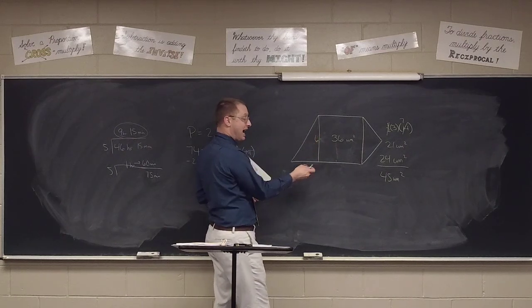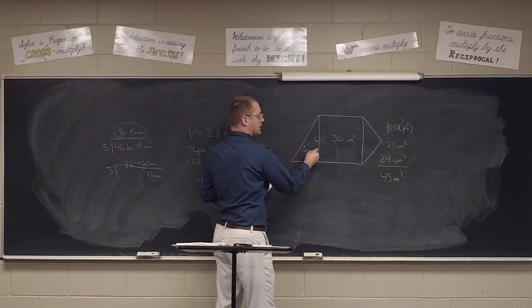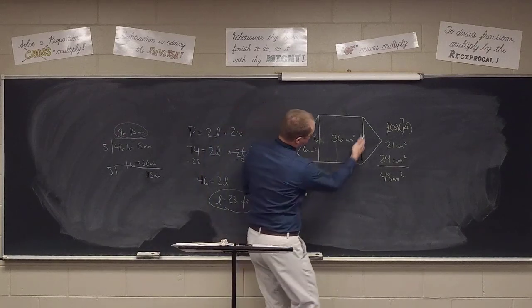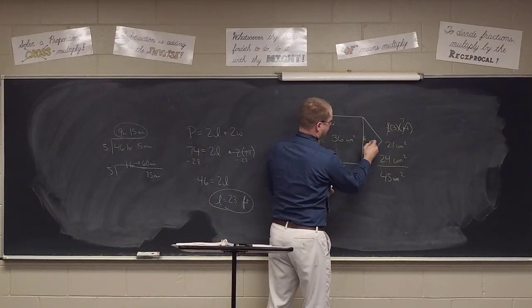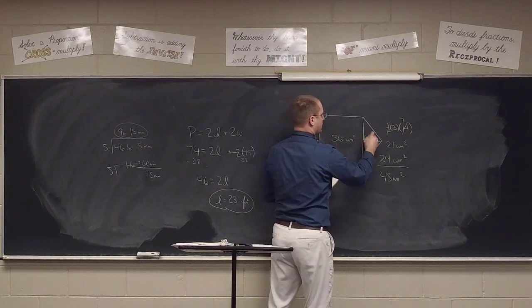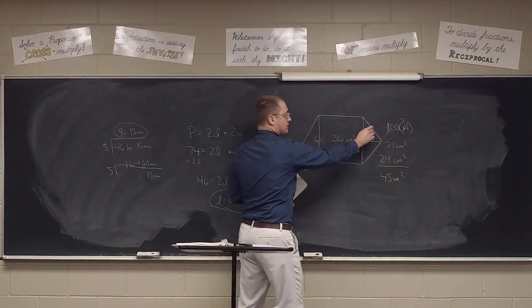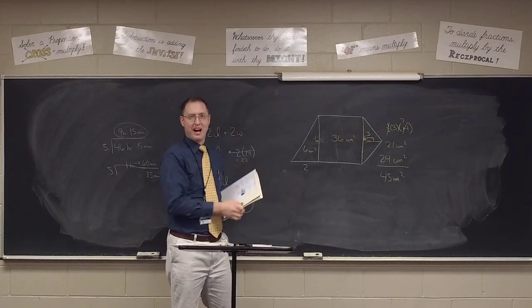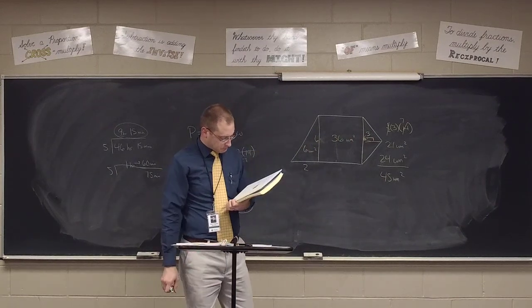1/2 base times height, or half of 12, is 6 square units. This base was 6, and the height was only 1 square unit. Half of 6 times 1 is 3. You add 6, 36, and 3, and there again is your 45 square units.